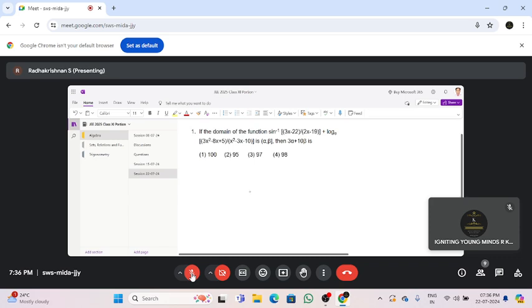Normally we deal with equalities, where when there is an equation, you can manipulate that equation, bring something from left hand to right hand, do cross multiply and so on. Those are a bit different in inequalities. Here, sine inverse of (3x minus 22) by (2x minus 19) is one part of the function.